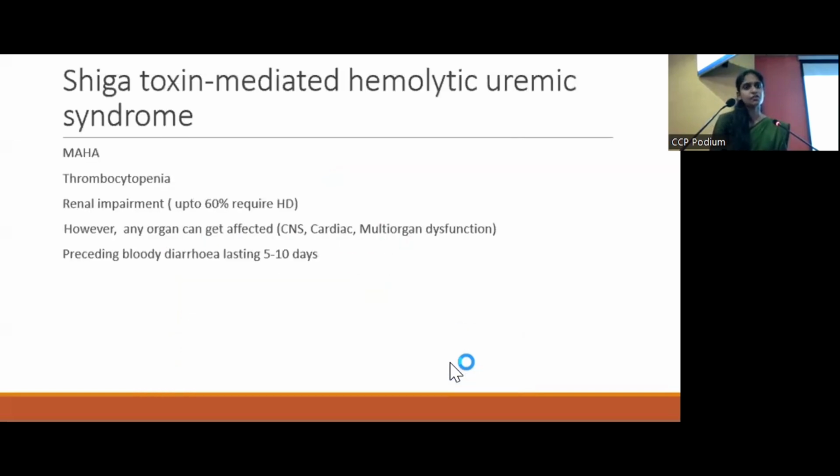The next syndrome is the Shiga toxin-mediated hemolytic uremic syndrome, which comprises MAHA, thrombocytopenia, and renal impairment. Here, the renal impairment is more severe than in TTP, and up to 60% require hemodialysis. However, any organ can get affected. The patient can present with neurological dysfunction, cardiac dysfunction, or even multi-organ dysfunction. Usually, preceding bloody diarrhea is there, which lasts for about 5 to 10 days.